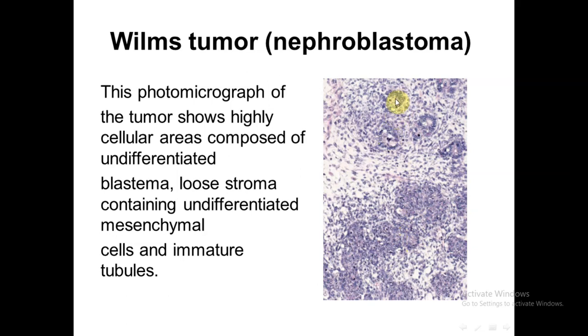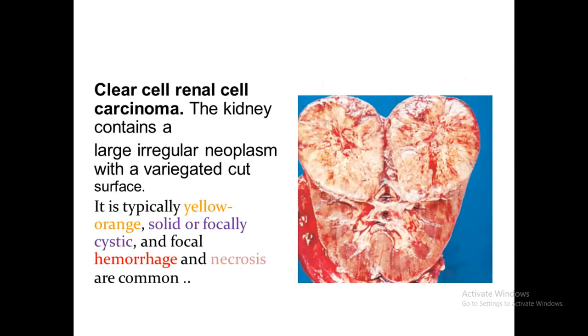The epithelial component: here we have primitive tubules, or tubules lined by primitive epithelium. The stromal component is the mesenchyme. Here we have loose stroma, pale edematous stroma that contains spindle cells or fibroblasts, all of them primitive.